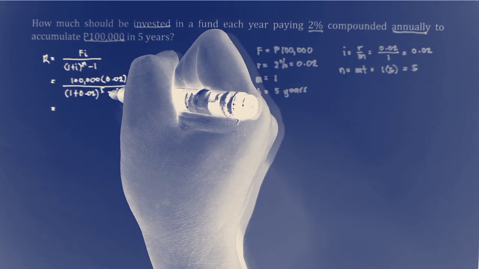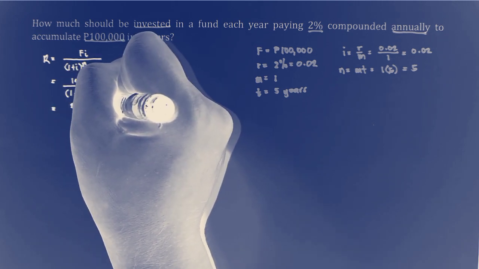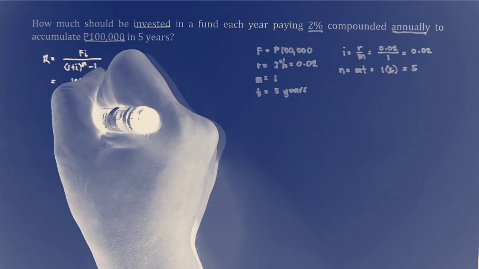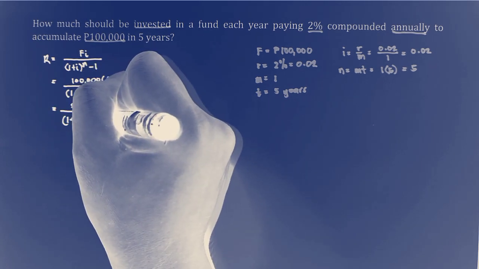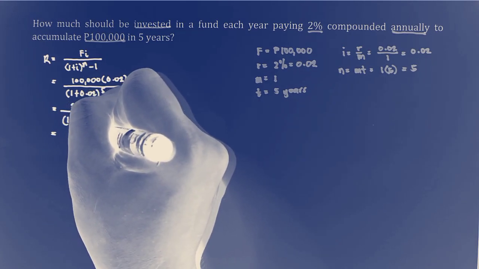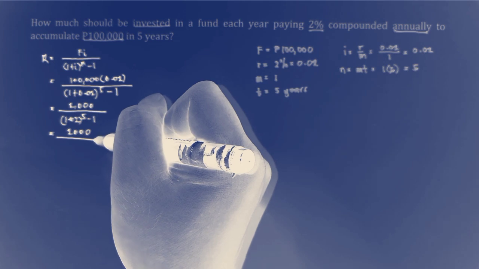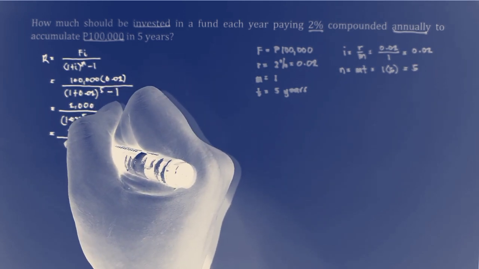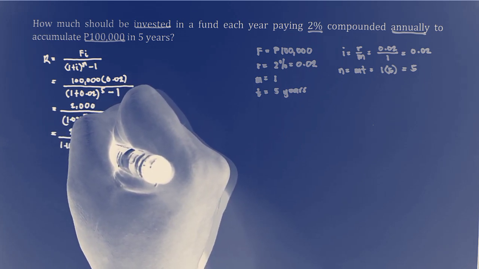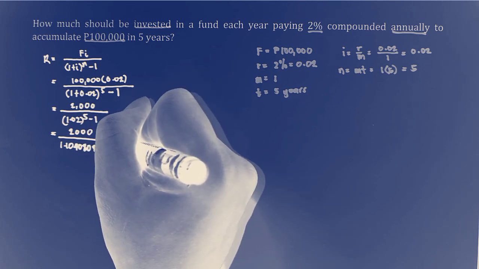So 100,000 times 0.02 in our numerator, that will give us 2,000. And then, sa denominator naman natin, 1 plus 0.02, of course that is 1.02. This is raised to 5 minus 1. And then, continue natin yung pagsisimplify natin. We will have here 2,000 over 1.02 raised to 5, that is equal to 1.104080,803 and then minus 1.